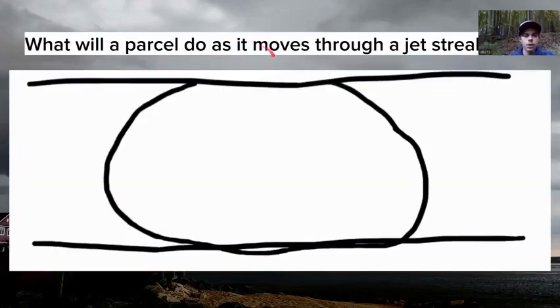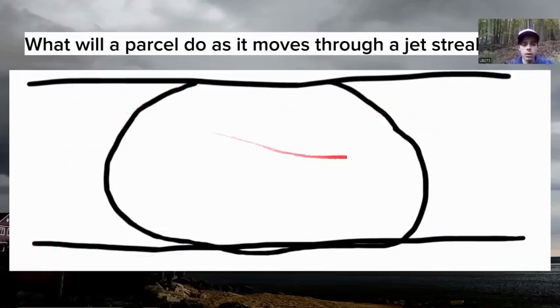Okay, so what will a parcel do as it moves through a jet stream? You can see this jet stream here. These lines indicate the flow of the wind. So the wind is going from west to east generally. We have westerlies, as we know, but the general movement of the wind in the United States, assuming that's where you are, is from west to east. So we would at least know that.